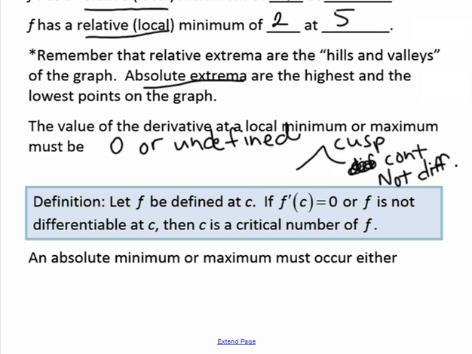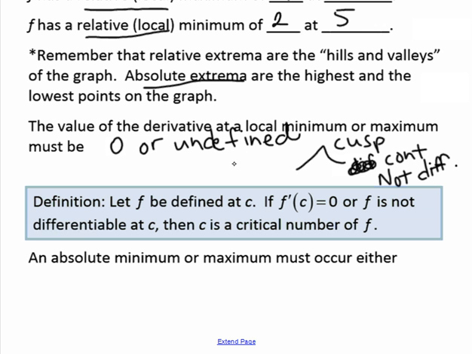Okay, we just said that the value of a derivative at a local min or max has to be 0 or undefined. But is the converse of that statement true? That is, if I have a derivative of 0 or undefined, does that mean that there is a local min or max? That is not necessarily true. We're going to look more into that in the upcoming days, but just know that just because you have a 0 or undefined derivative, it does not necessarily mean that you have a min or max.